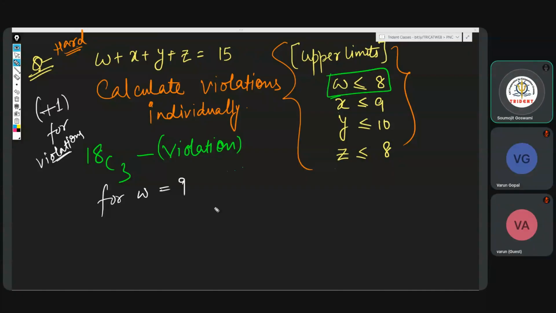Just understand one thing. W has to be less than equals to 8, right? I hope that is clear. W has to be less than equals to 8. So obviously I will violate W by adding 1, violate X by adding 1, and so on and so forth. For W specifically, I should be getting how much? Just think about it. Go back to what I was teaching you. Acha, the moment I substitute W is equals to 9, whole number solution is available.